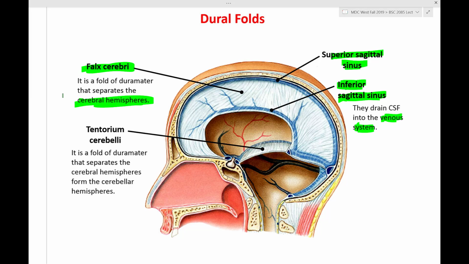And then we have another one, which is known as the tentorium cerebelli. If I remember this, I remember the word tent. Tent is like a roof, right? So it's the roof of your cerebellum, hence the name tentorium cerebelli. Okay? So it divides your cerebrum from the cerebellum, or your cerebellum from the cerebrum. Okay?